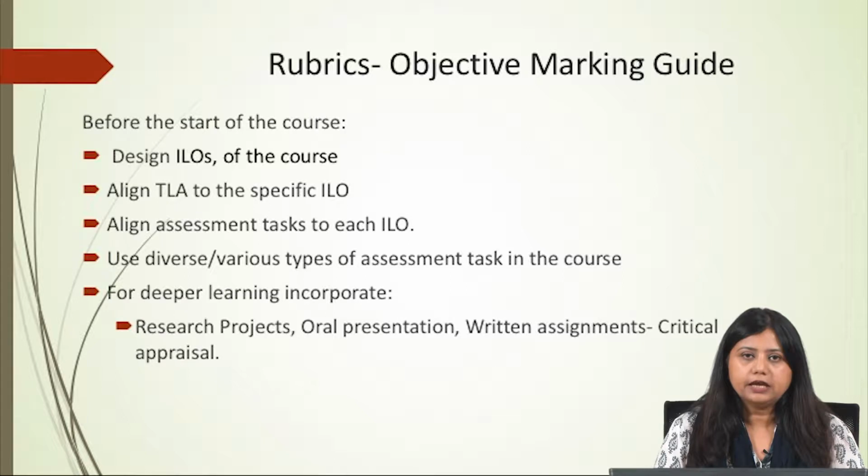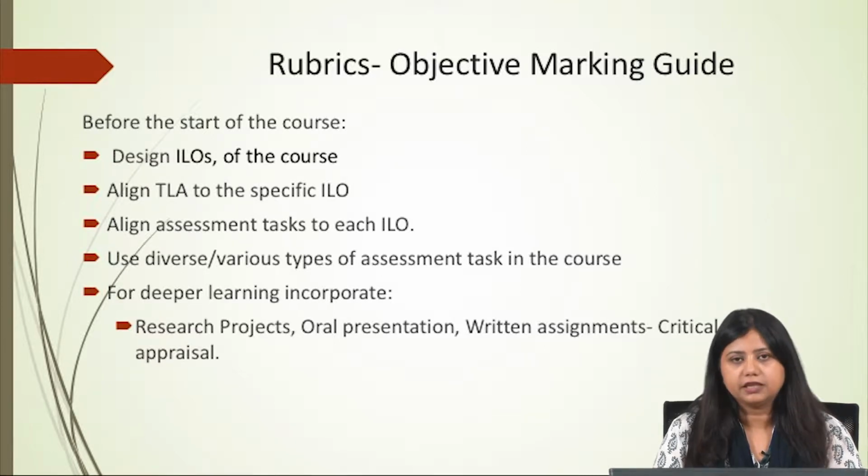Once the intended learning outcomes are designed, the next thing is to decide on what sort of teaching learning activities you would use in the class to achieve those intended learning outcomes. Once the teaching learning activities have been designed, the next aspect of the course is planning the assessment, which requires once again designing various types of assessment tasks and aligning it with the intended learning outcome, which we have spoken about in the last 2 sessions.